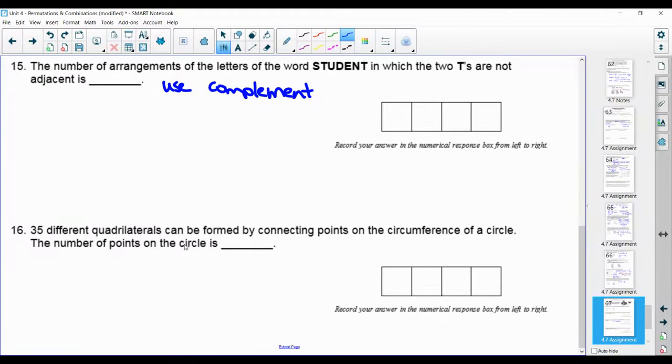Now I want to take a look at number 16. Number 16 says 35 different quadrilaterals can be formed by connecting points on the circumference of a circle. The number of points on the circle is. So this is a quite common question that you see. It's actually a fairly simple problem, but it seems difficult because there are some keywords we often miss. So 35 different quadrilaterals can be formed by connecting points.